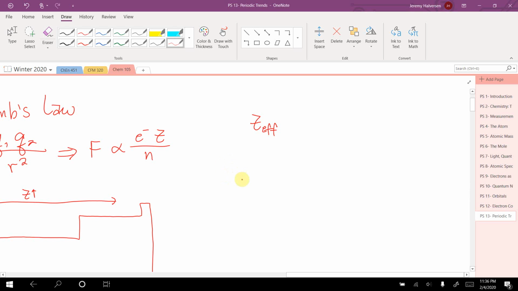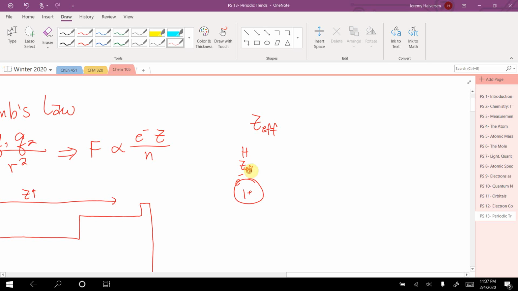So let's say that I have hydrogen. Hydrogen has one proton and one electron. So if I were to ask you, how many protons does this electron see or feel? It feels 1. So hydrogen has a Z effective equal to 1.